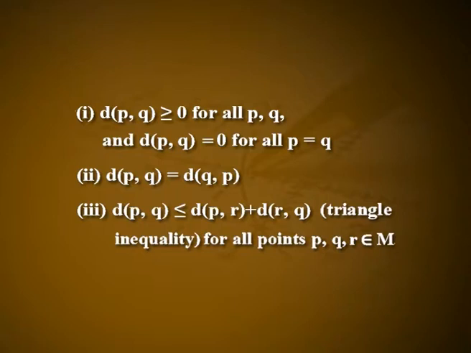First one, d(p,q) is greater than or equal to 0 for all p and q, and d(p,q) is equal to 0 for p equal to q. Second one, d(p,q) is equal to d(q,p), and third one, d(p,q) is less than or equal to d(p,r) plus d(r,q), the triangular inequality, for all points p, q, r element of M.